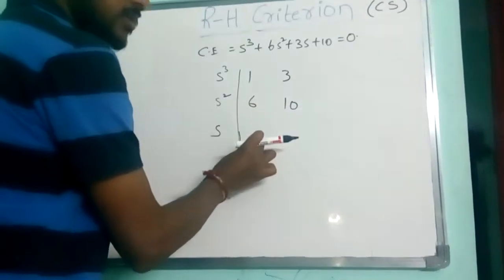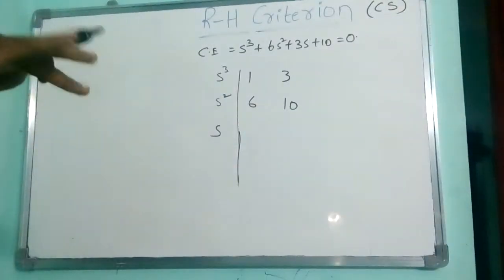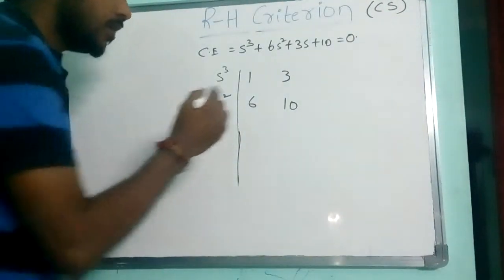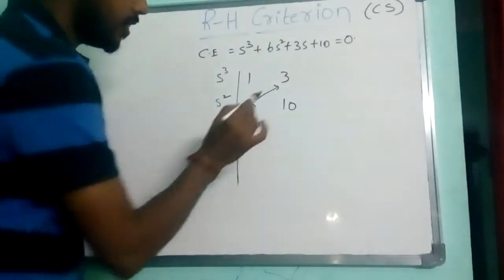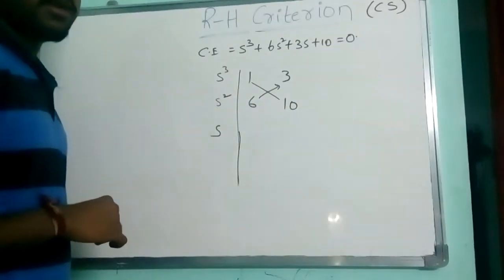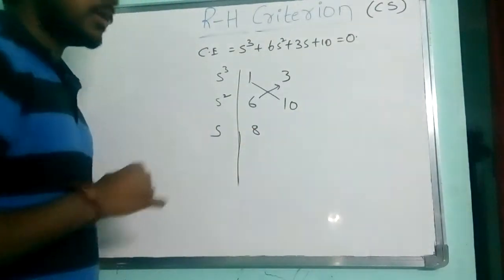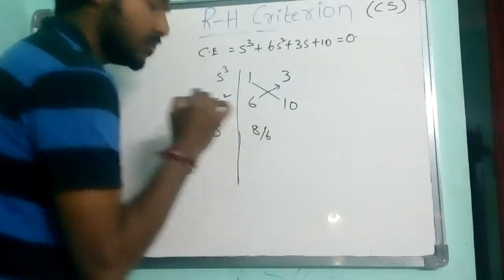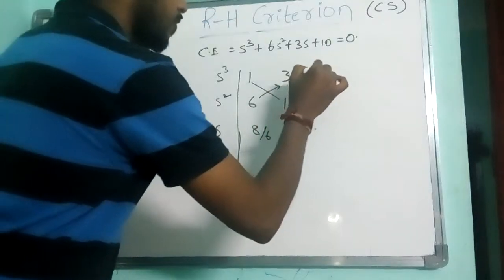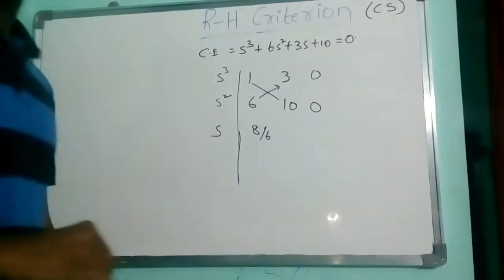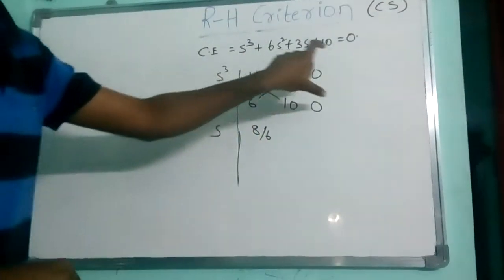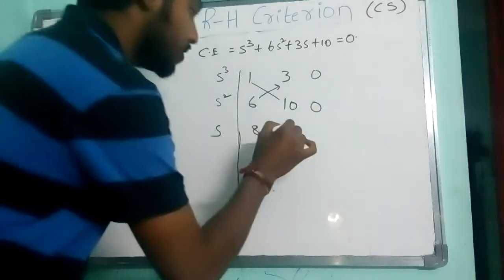Now here I told you we multiply and divide by the coefficient. Now here 6 threes are 18. 18 minus 10, how much? 18 minus 10 is 8. Divide by 6. So here we don't have any other values, so 0, 0. Again consider the same 0, 0. I get 0 here.